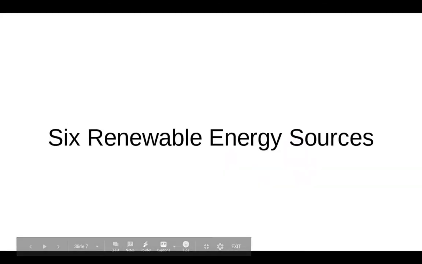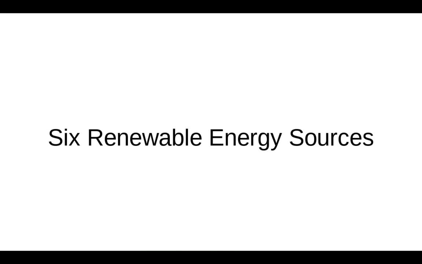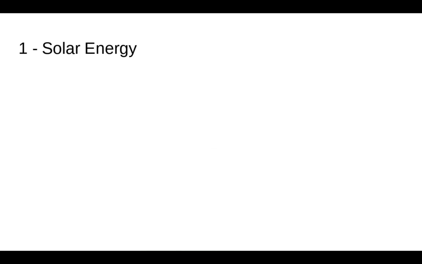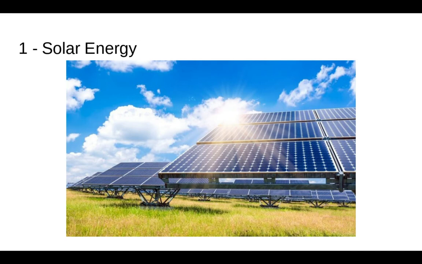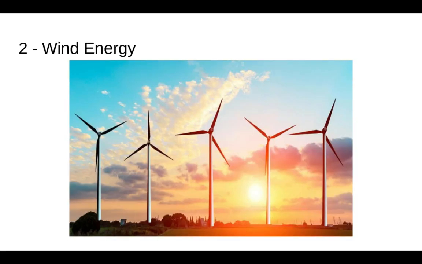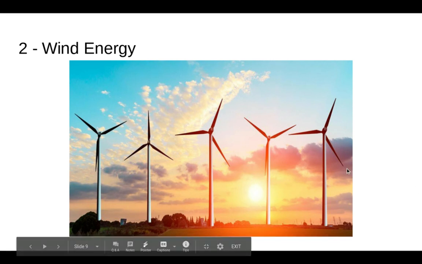So now we're going to look at renewable energy sources, and we're going to look at six in particular. The first one is solar energy. Obviously, you need solar panels to do this, and we directly use the radiant or light energy from the sun, and we can convert that into electricity. Wind energy uses wind turbines, which use the movement of the wind, which is infinite, to turn that into mechanical energy, which we convert into electricity.